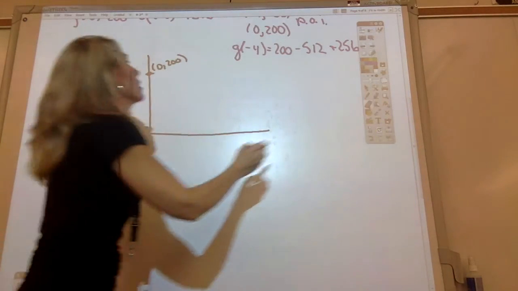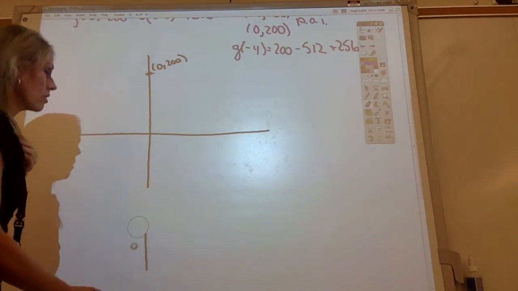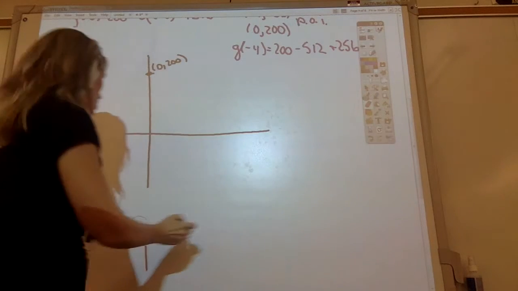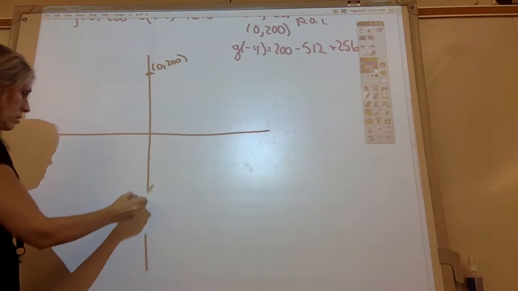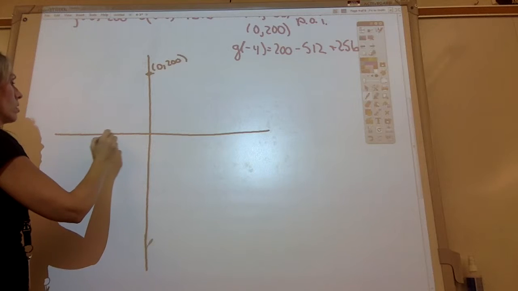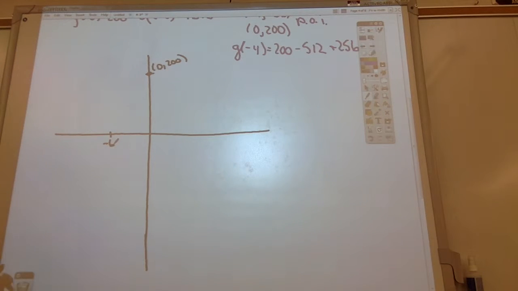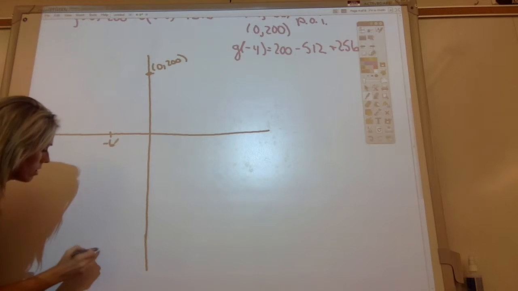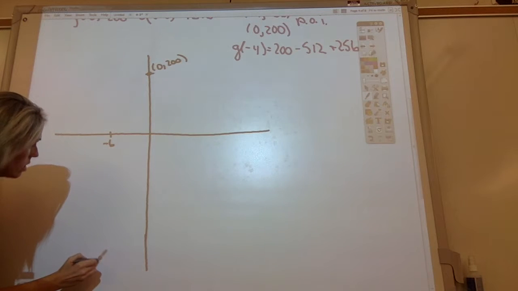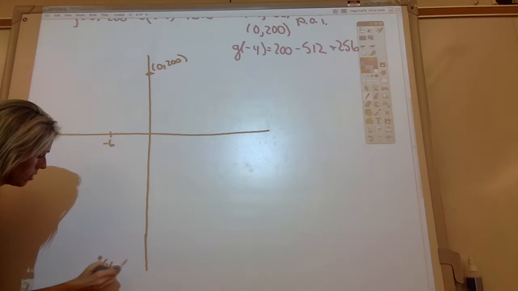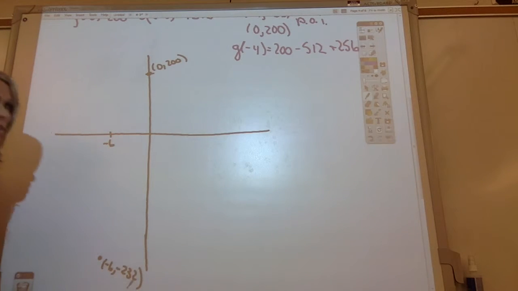-4, -232, right? -6. Oh, okay. And obviously your x scale and your y scale do not have to match each other, or you wouldn't really be able to see anything. Okay, so -6, we'll just say it's there. -4, -56, was that a point? Yeah. Okay.